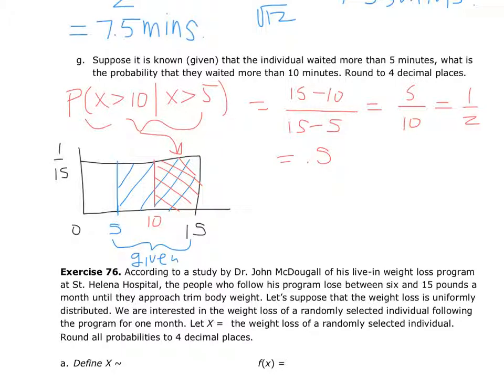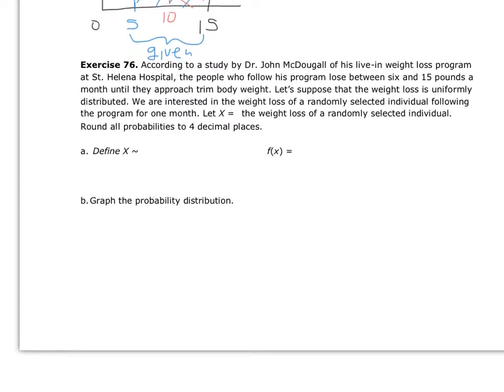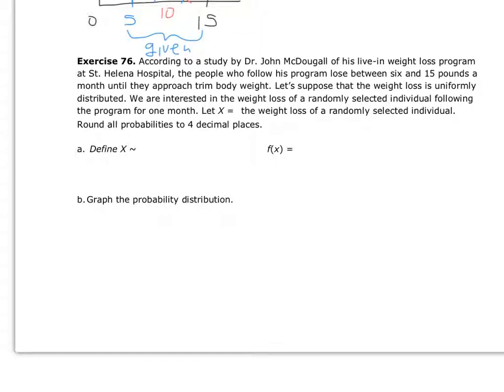Let's look at another example. According to a study by Dr. John McDougall of his live-in weight loss program at St. Helena Hospital, the people who follow his program lose between 6 and 15 pounds a month until they approach trim body weight. Let's suppose that weight loss is uniformly distributed. We are interested in the weight loss of a randomly selected individual following the program for 1 month. Let x equal the weight loss of a randomly selected individual. Round probabilities to 4 decimal places.